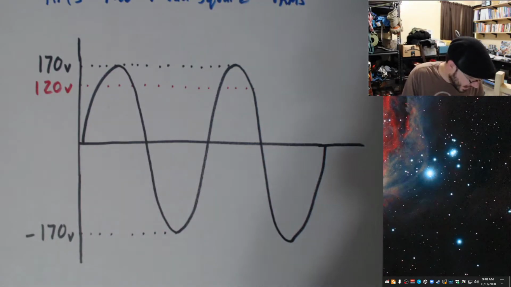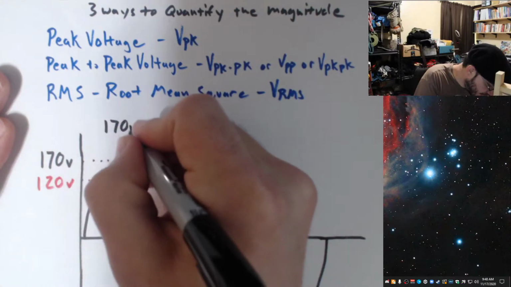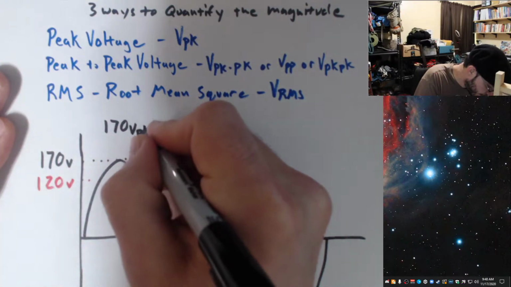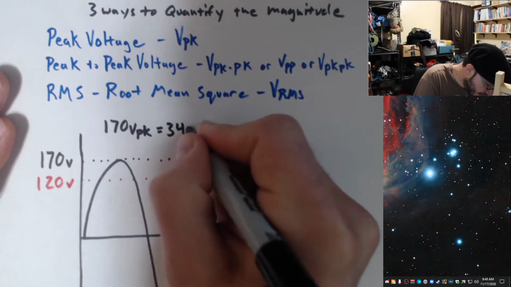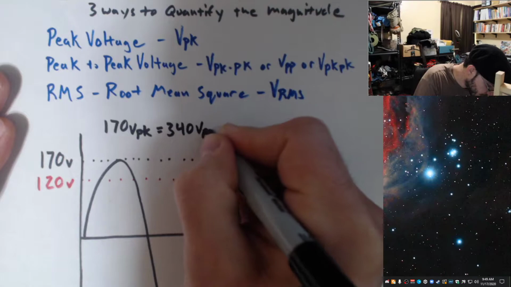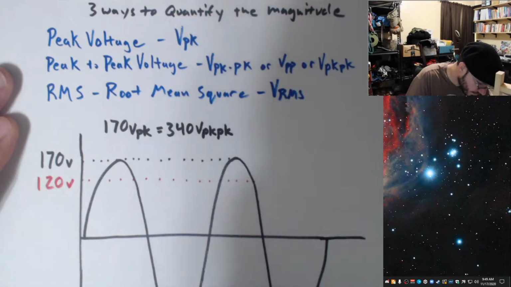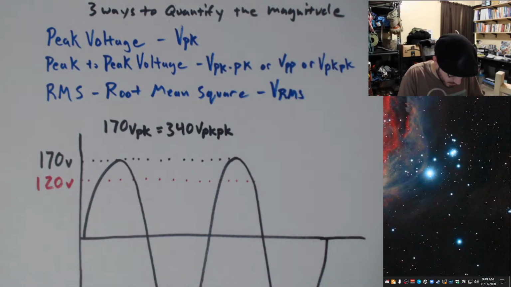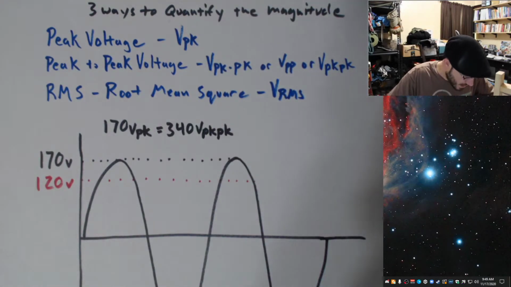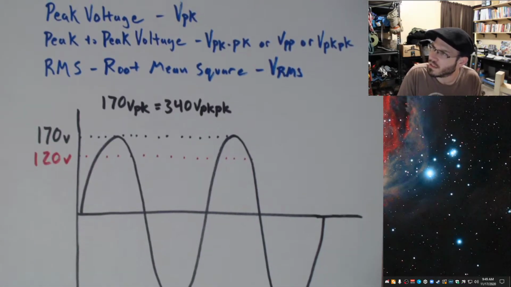So let's go ahead and get this out of the way. This is 170 volts peak, which is equal to 340 volts peak to peak. And as somebody said, what comes out of our outlet is 120 volts RMS.